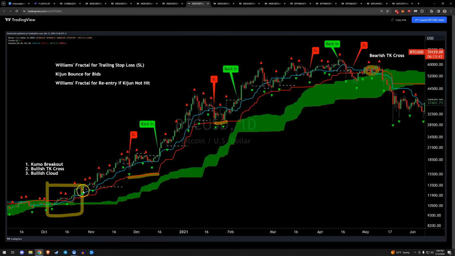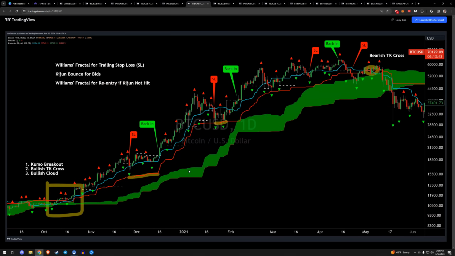And you'll see throughout this trend, stop loss moves up, stop loss moves up, stop loss moves up. And on this day in mid-November, you're stopped out. When you get stopped out, the next thing to do is to put the bids on the Kijun. Now, in this specific case, and in many cases potentially, we don't actually retrace that far. This ends up being a run-of-the-mill Tenkan bounce, okay? So your other option, instead of waiting for a full Kijun bounce, is to use the Williams Fractals for re-entry if the Kijun isn't hit.